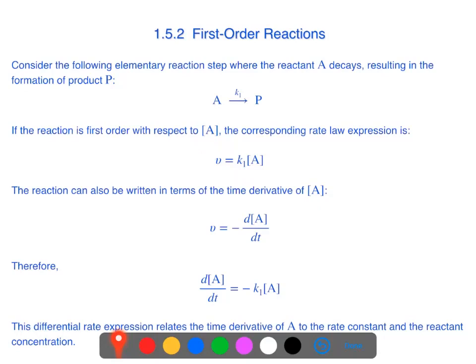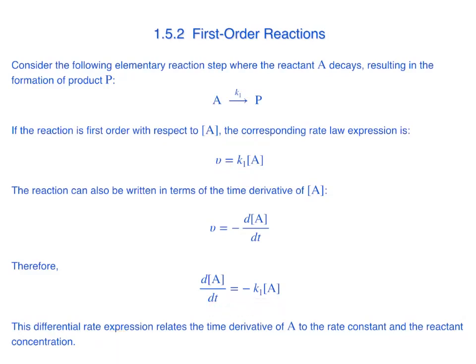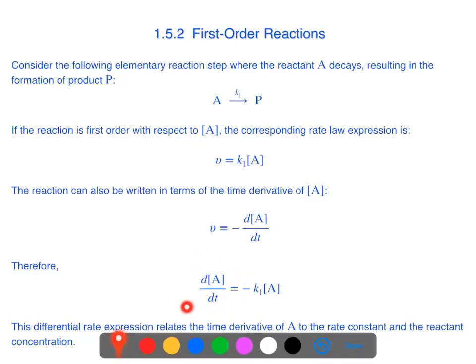Now, like we saw for zeroth order reactions, the reaction can also be written in terms of the time derivative of A. And in doing so, we can equate this expression for the consumption of A with time to our rate law expression, K1 times the concentration of A. And so we end up with the following. As a result, this differential rate expression relates the time derivative of A to the rate constant and the reactant concentration.